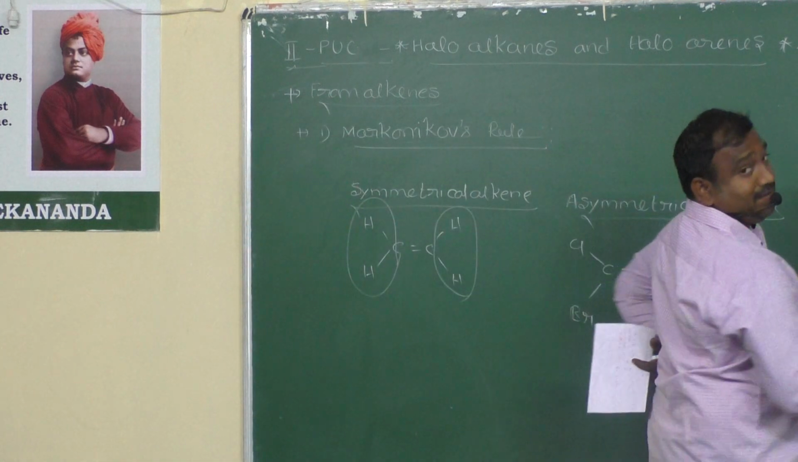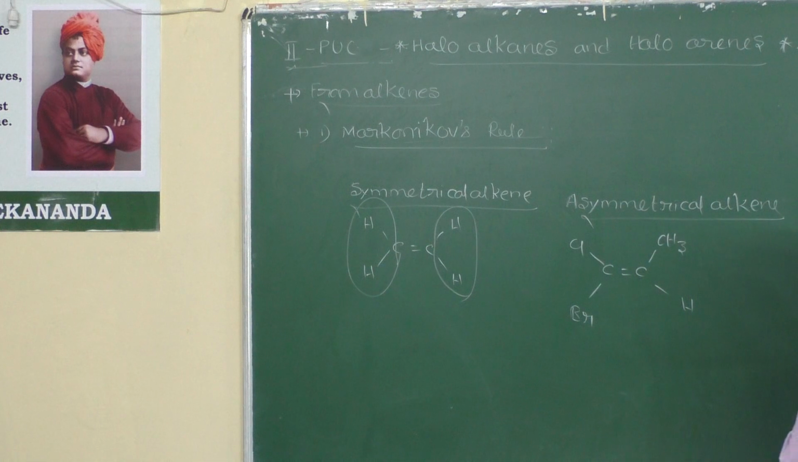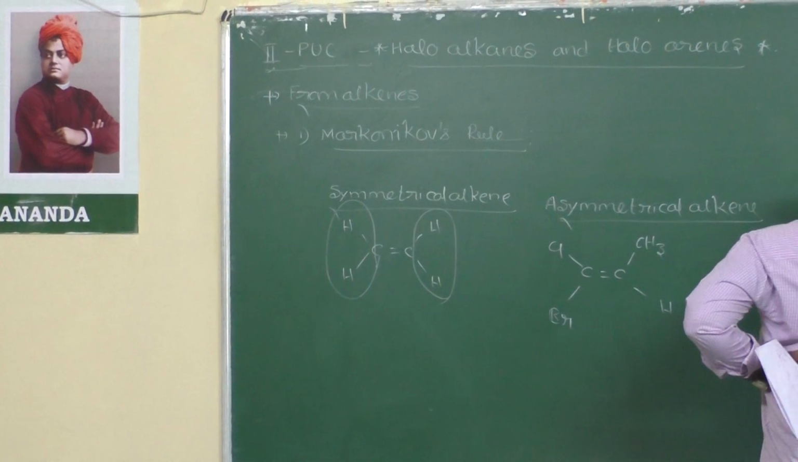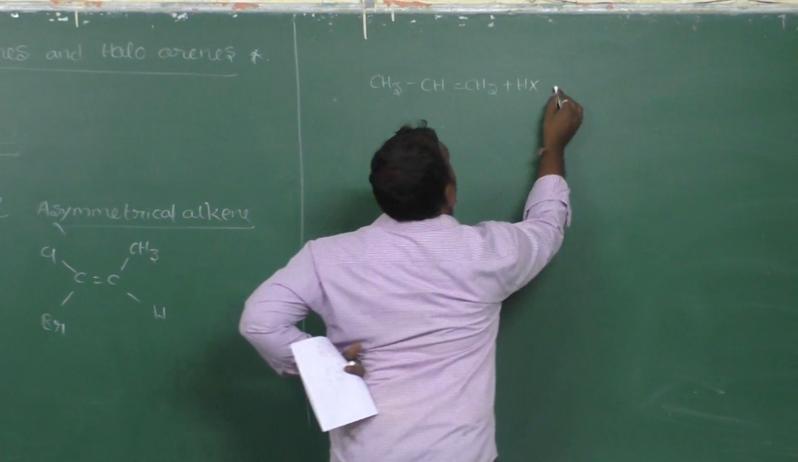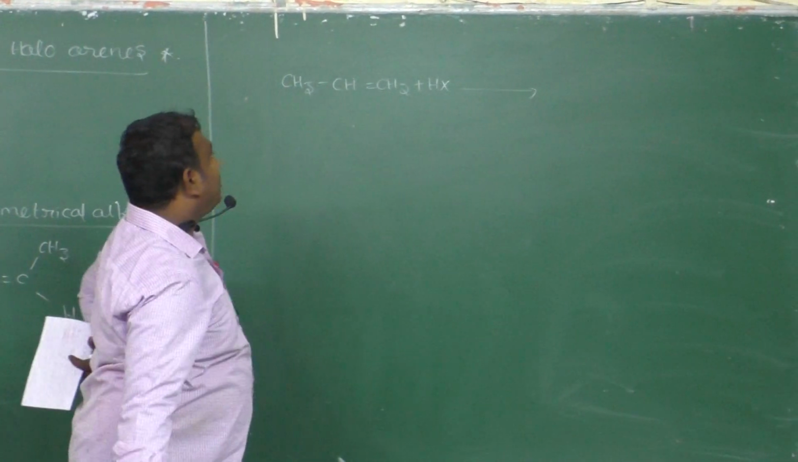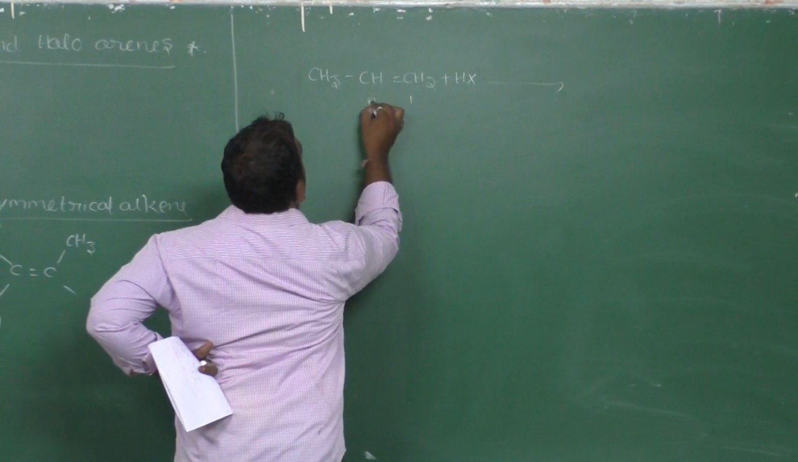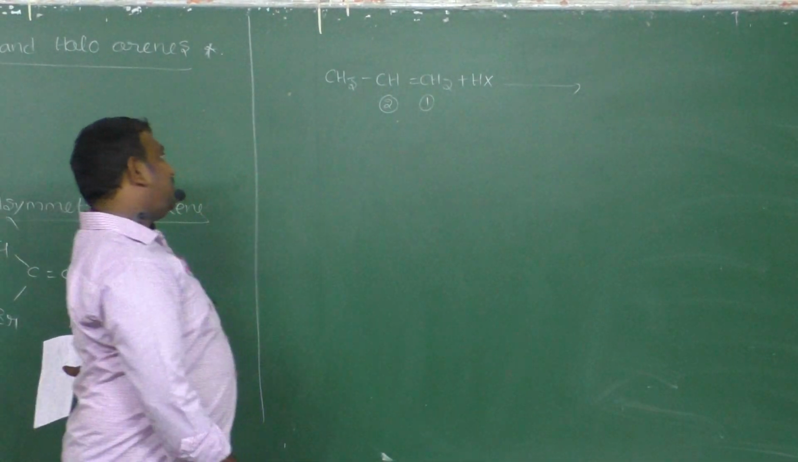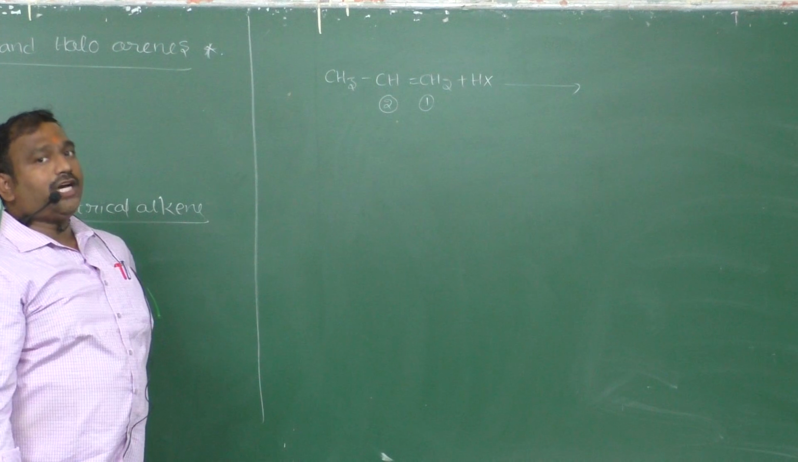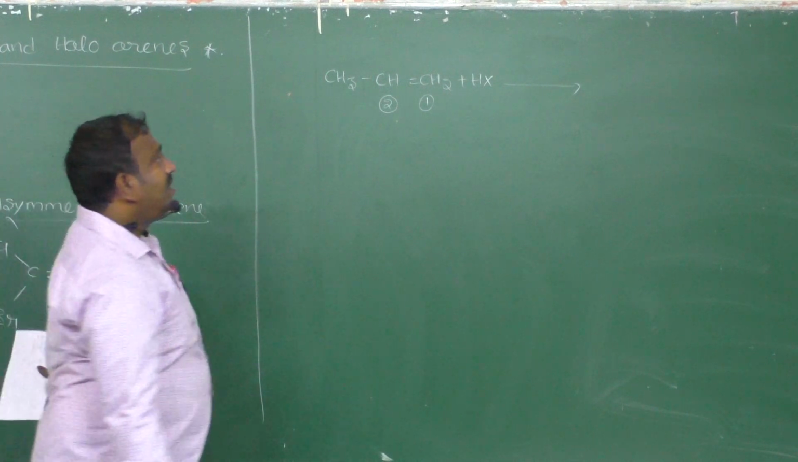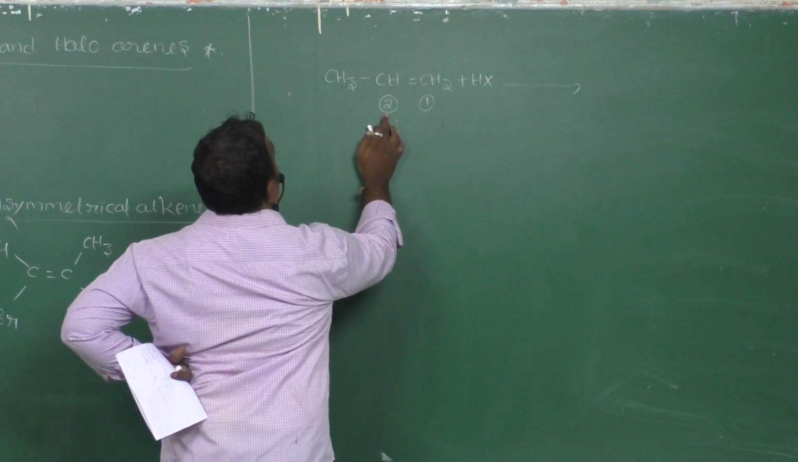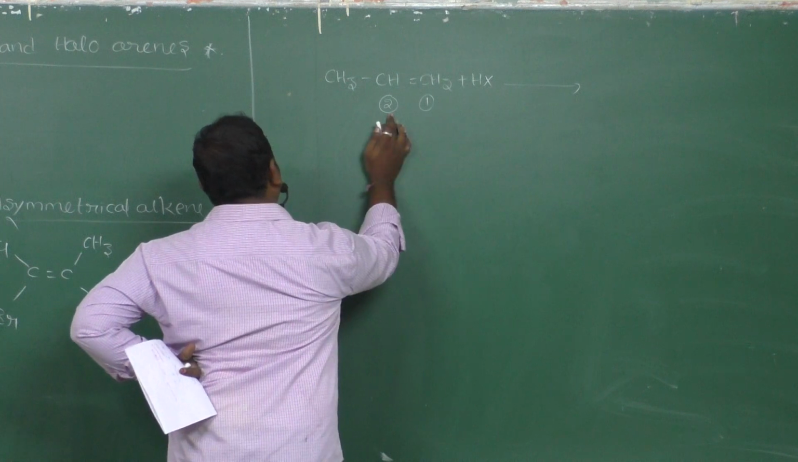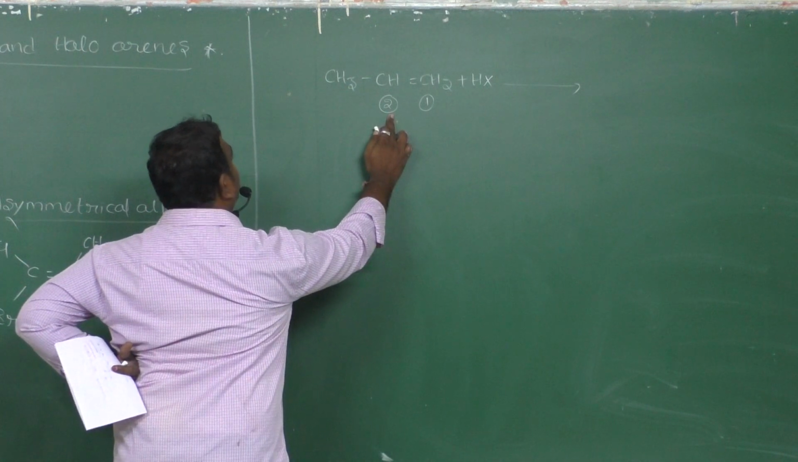When hydrogen halide is added to an asymmetrical alkene, add the negative part of the reagent to the double bonded carbon having fewer hydrogen atoms. Number the carbon atoms in the double bond in this alkene: it is 1 and it is 2. The first carbon has 2 hydrogens and the second carbon has 1 hydrogen.